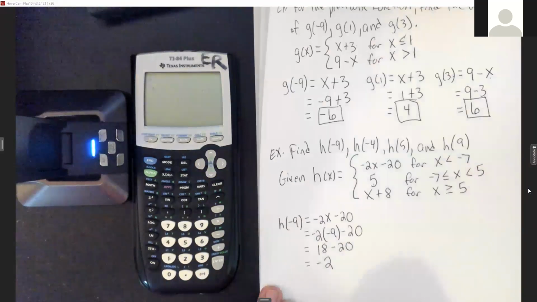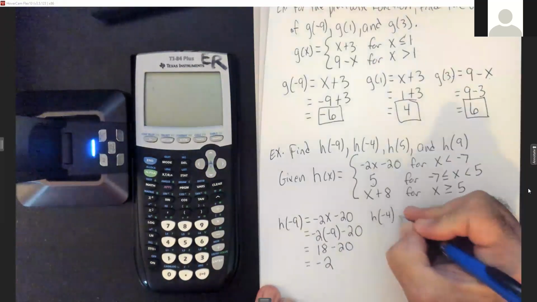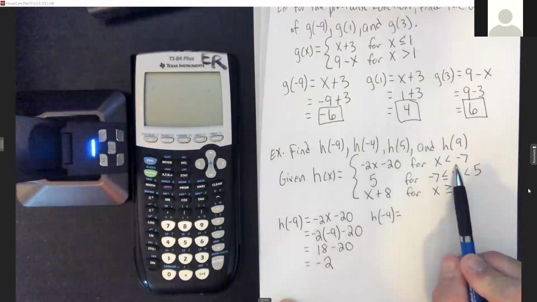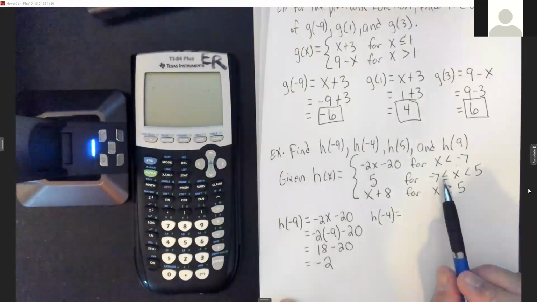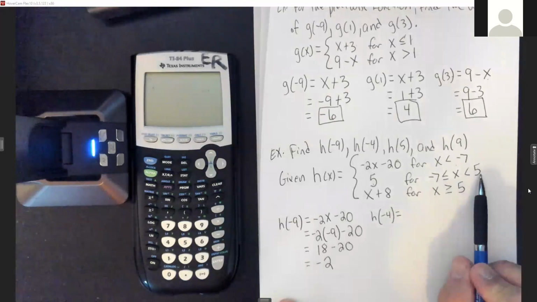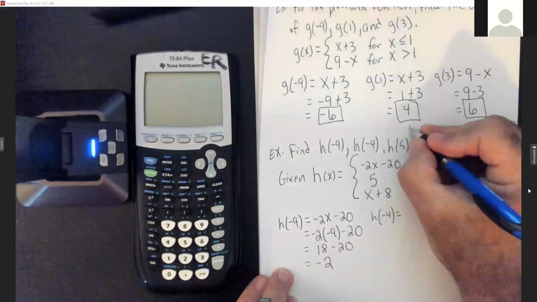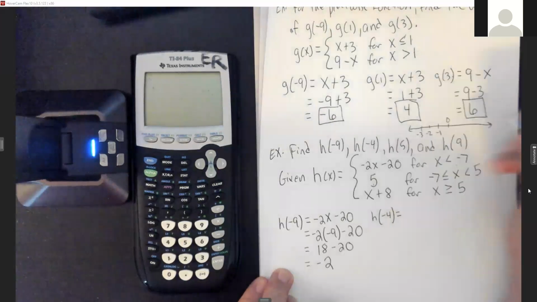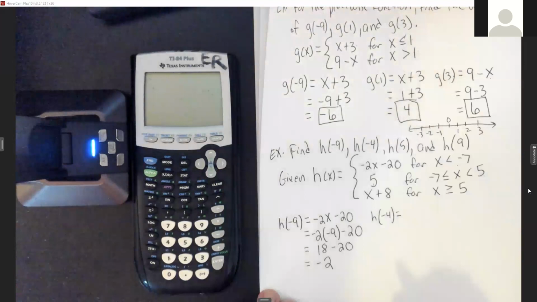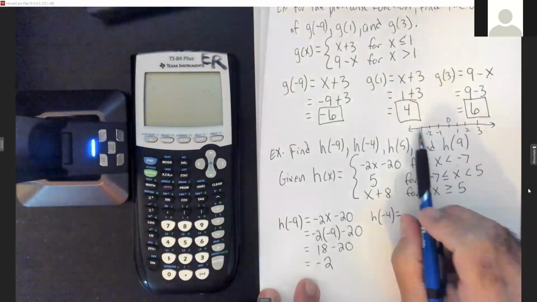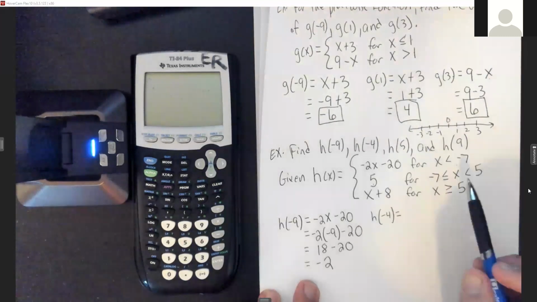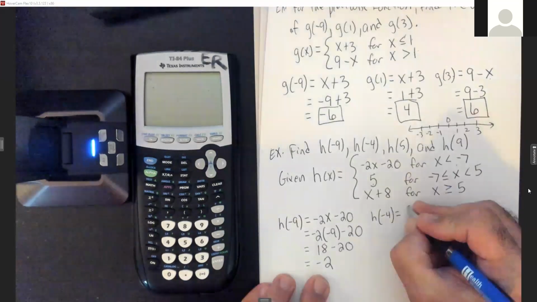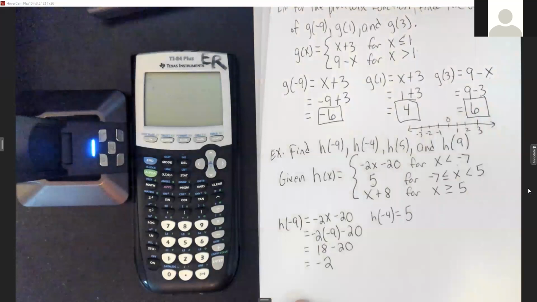Next, they wanted h of negative 4. So negative 4 is not less than negative 7. Negative 4 is in between a negative 7 and a positive 5. So just think about your number line, okay? So 0 here, that'd be negative 3, negative 2, negative 1, and then over here, positive, remember. So negative 4 is definitely bigger than that negative 7, but it's less than the 5 over here. So we're going to use the second equation, which says h of negative 4 equals 5. There's no variable to plug in for that, and so we're done.